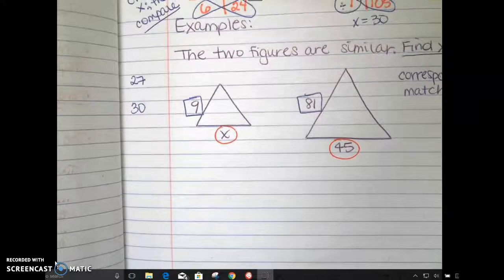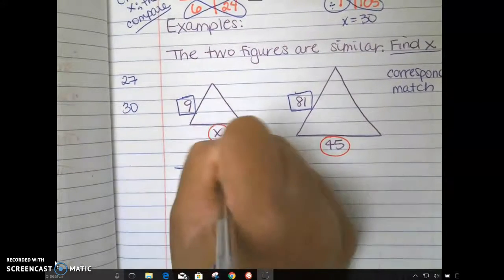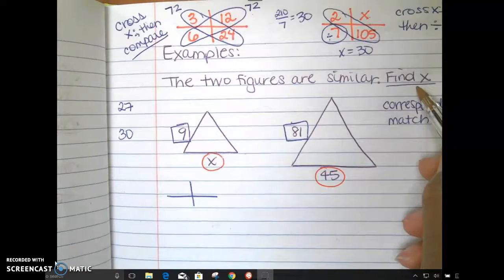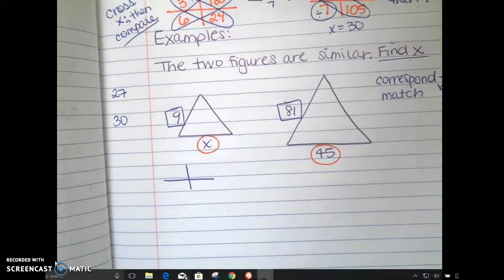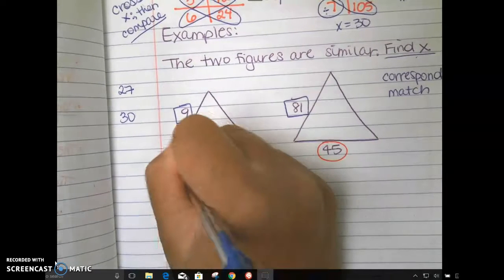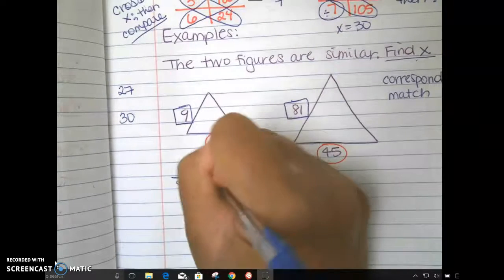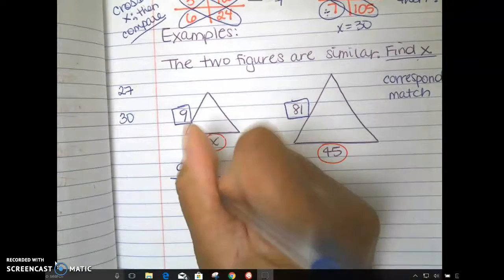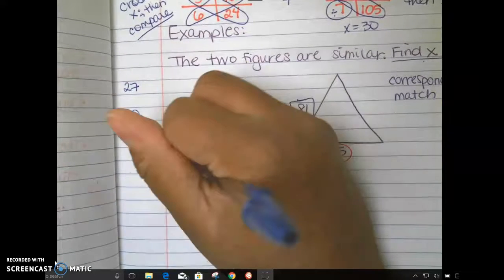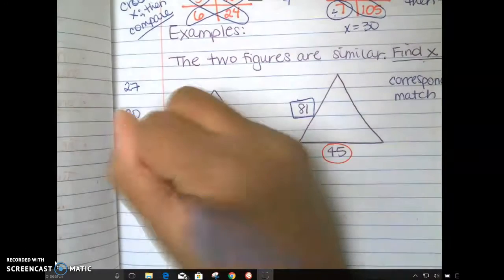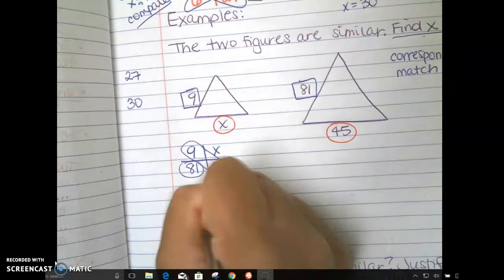Now I need to make a what? Proportion. And I'm finding X, meaning I'm solving for a value here. So who goes in my proportion and where? 9 and 81, X goes on the top right, and who on the bottom? 45. 45 times... what do I do? Cross multiply, then divide. 45 times 9 over 81.